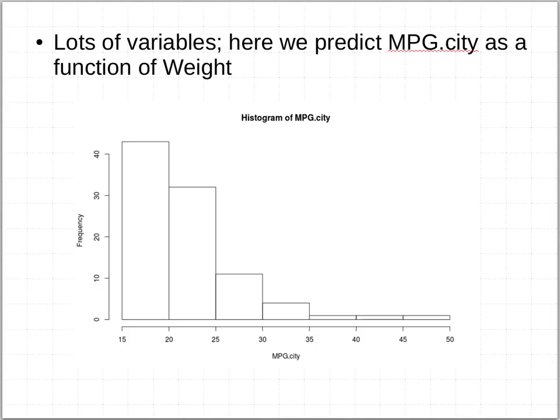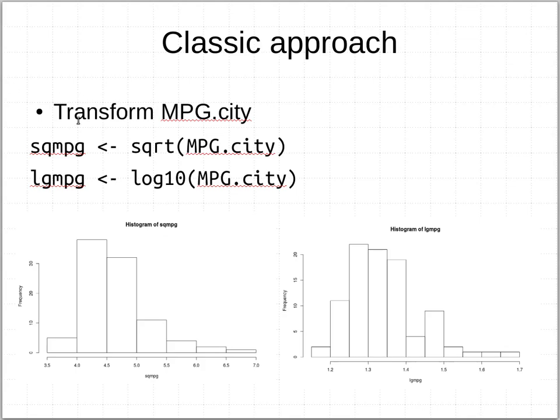Okay, so how would I deal with this in the classic approach? Well, I would hope to transform it to make the data look more normal and then be able to explain that trend by weight. So the classic approach would include some transformations, and I might try a square root transformation, which I might call SQ-MPG, and maybe a log transformation. I'll just use log10 here. You could use ln as well if you wanted to. And so LG-MPG is my variable that would be just a transform.